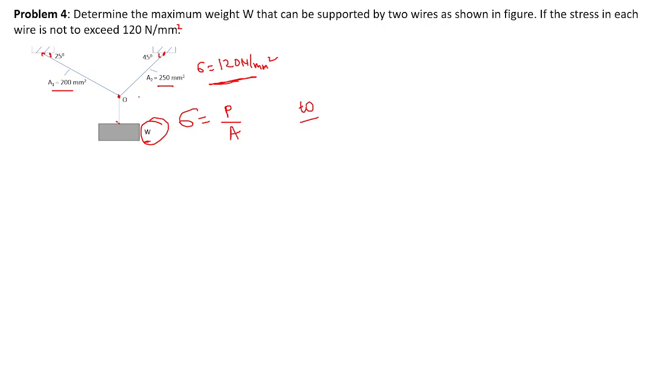But W doesn't have an area. This wire doesn't have the area either. The load is divided into two different components, two different parts. So by seeing this figure, we can recognize it by Lami's theorem, which will be covered in engineering graphics.